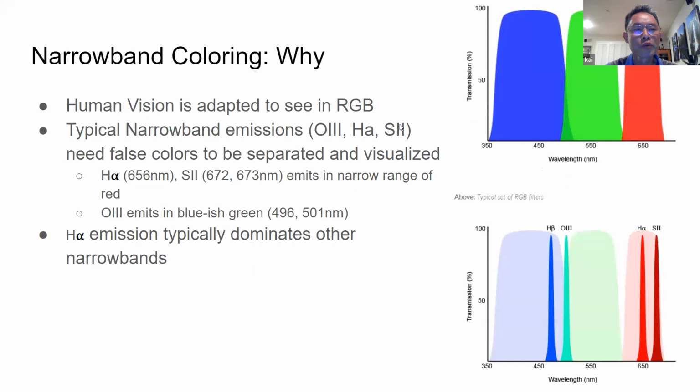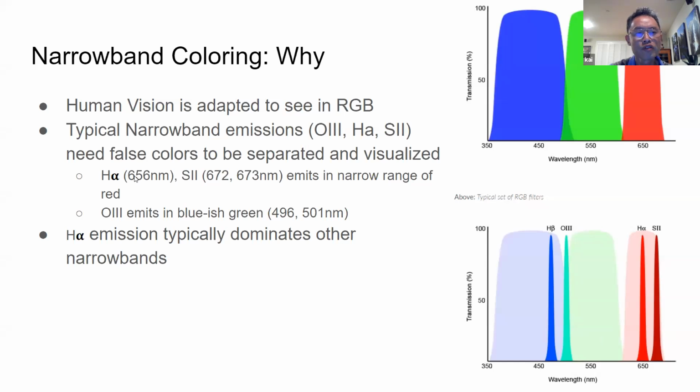All right, as Gert was mentioning, narrowband coloring. Humans are really used to looking at RGB images, just wideband: blue, green, and red. But narrowbands are focusing on very narrow bandpass images that capture emission lines from O3, H alpha, and S2.